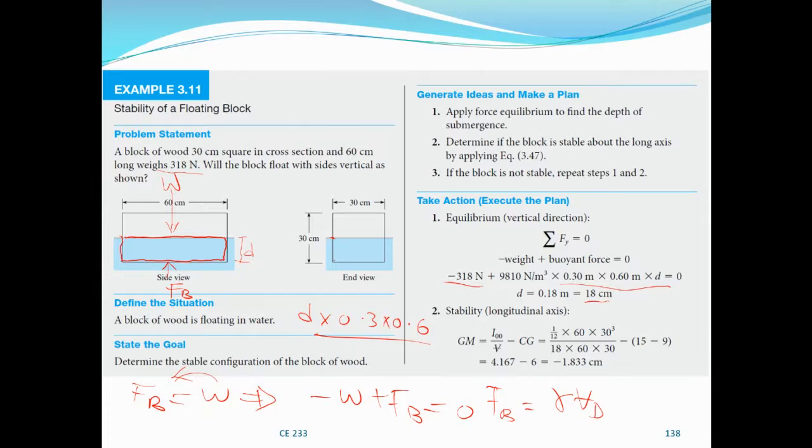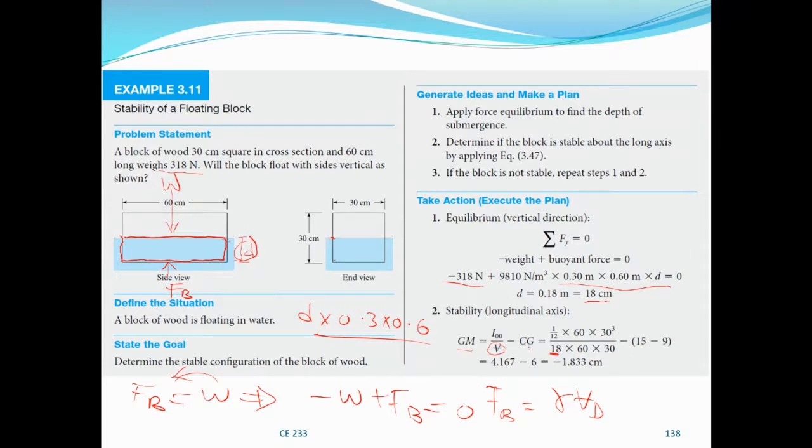Now we can analyze the stability condition in the longitudinal axis by applying the formula GM equals I over V minus CG. This V, like I explained, is the volume of the displaced fluid. It's not the total volume of the body. It's rectangular, so the moment of inertia is BD cubed over 12. The volume of the displaced liquid is given by D, so it is going to be 18 times 60 times 30. We are not going to use the total volume, but the volume of the body submerged. That is why we found D at the beginning.